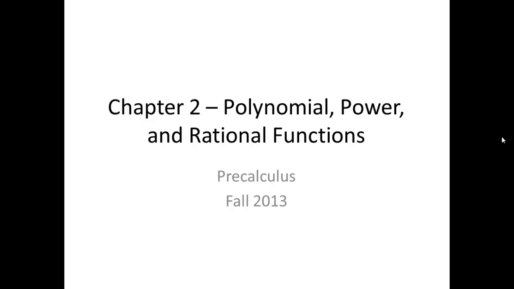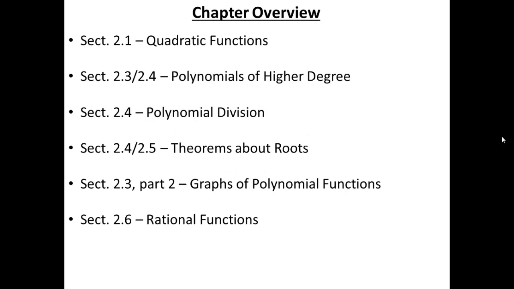Chapter 2, Polynomial, Power, and Rational Functions. So with Chapter 2, hopefully it'll start to feel like we're slowing down because Chapter 2 actually doesn't have as much information in it as Chapter 1 did. Chapter 1 was an overview of pretty much 4 different chapters from Algebra 2. Chapter 2, we're kind of overviewing 2 chapters from Algebra 2.